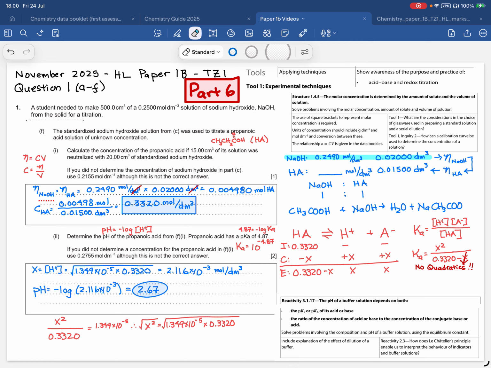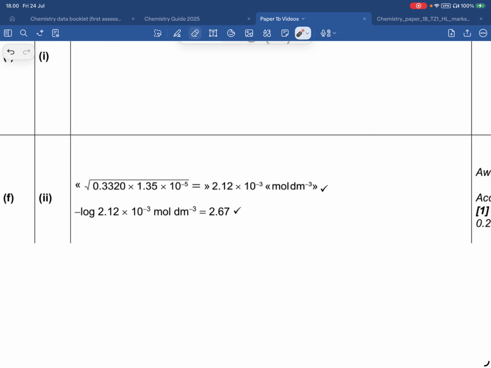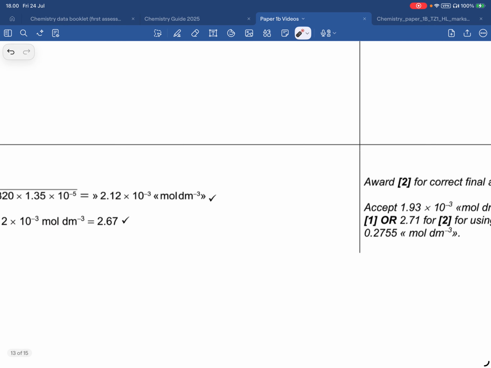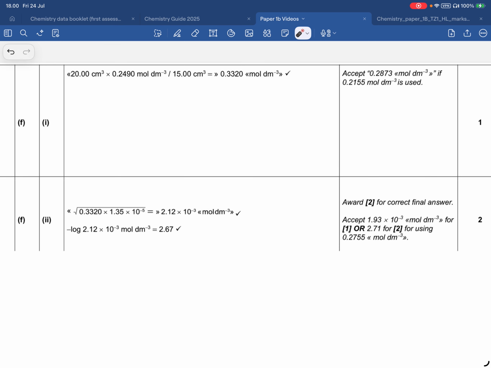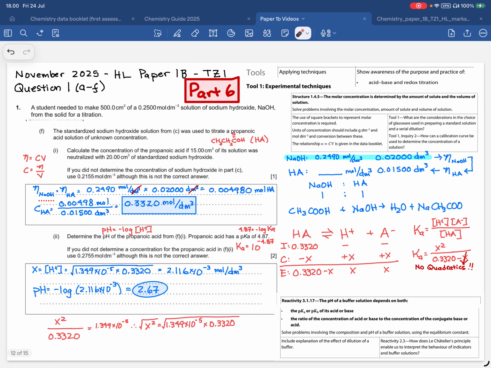Let's check our mark scheme. And of course, that is exactly right. So there is your square root, right? That gives us the molarity of the hydrogen, and then that gave us the pH. And they do say award 2 for the correct final answer. So if you did all this on your calculator and then punched it in, you would get it. I recommend leaving a bit more of a trail than that, but you could do that.